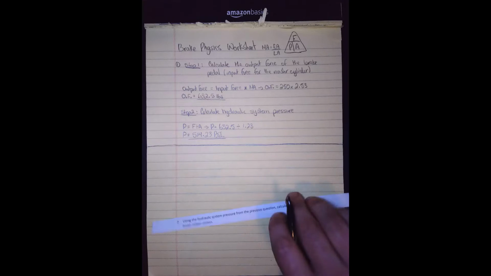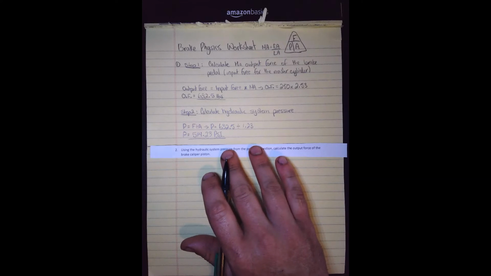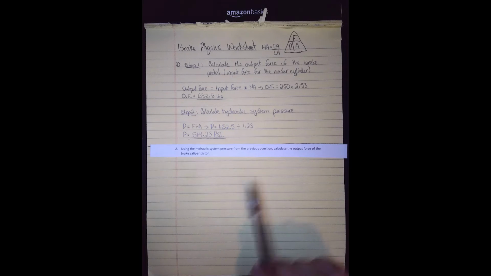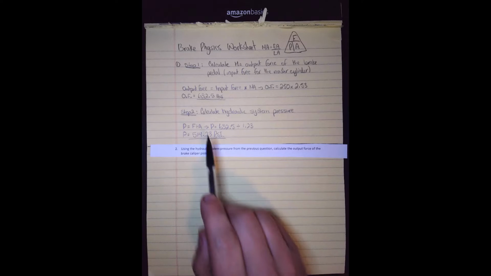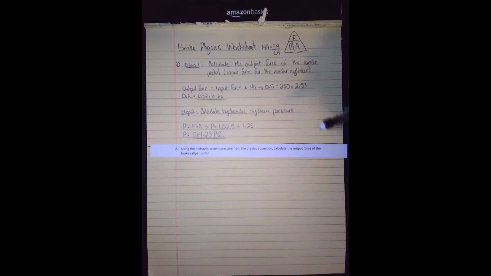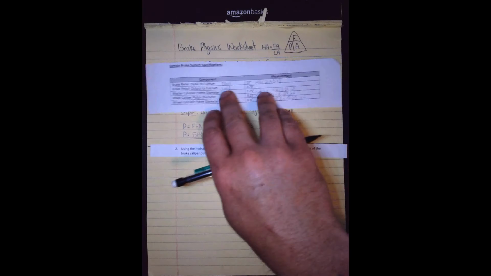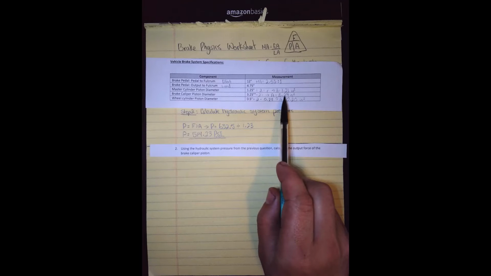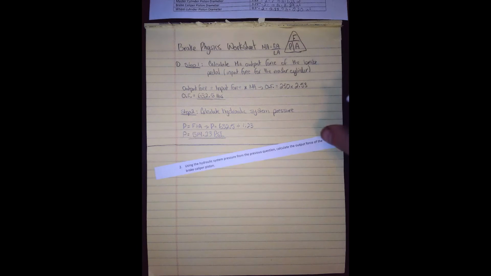For question number 2, it says, using the hydraulic system pressure from the previous question, calculate the output force of the brake caliper piston. Well, like it says, we've already calculated this. So we've got the number we need there. And we've also calculated the area of the brake caliper piston at 8.29 square inches. So this should actually be pretty easy and quick. So let's have a look here.